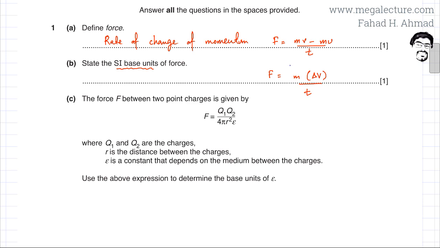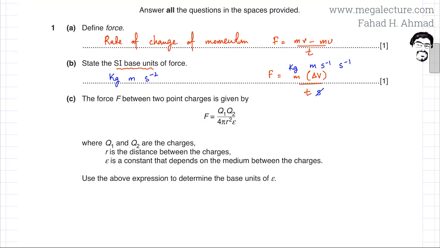m would be represented by kg. Velocity is meters per second, and we are dividing it by time, which is s. Now if I bring this s to the numerator, it becomes s to the power minus 1. So if I put the units together, it's going to be kg times meters times s to the power minus 2, because s minus 1 becomes s minus 2. So the SI base unit for force is kg meters per second squared.